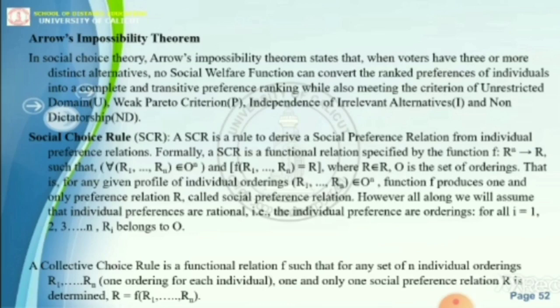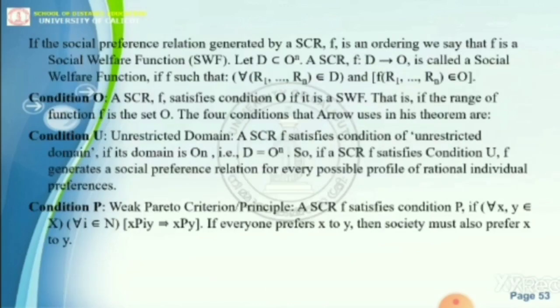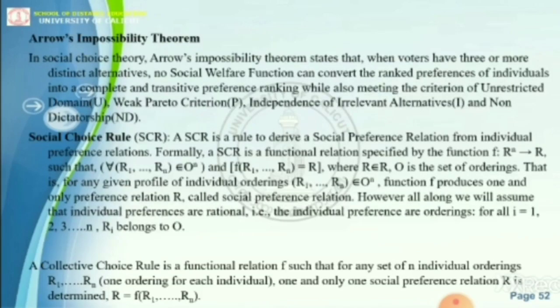A collective choice rule is a functional relation such that for any set of n individual orderings R1 to Rn, one ordering for each individual, one and only one social preference relation R is determined. R is equal to the function of R1 to Rn. That is, different solutions, different alternatives. So we have the different conditions.